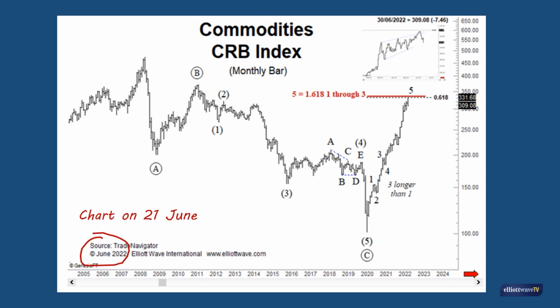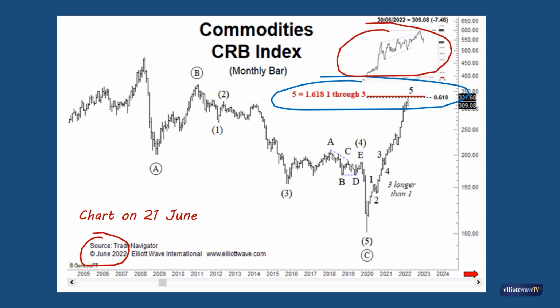We showed this chart on the 21st of June and noted that the index was likely reversing at a typical Fibonacci extension level and also almost exactly from the level of the 0.618 retracement of the entire decline from 2008 to 2020. Moreover, a bearish ending diagonal pattern might also have been present. As we said at the time, this is evidence that perhaps the rally in commodities has ended.